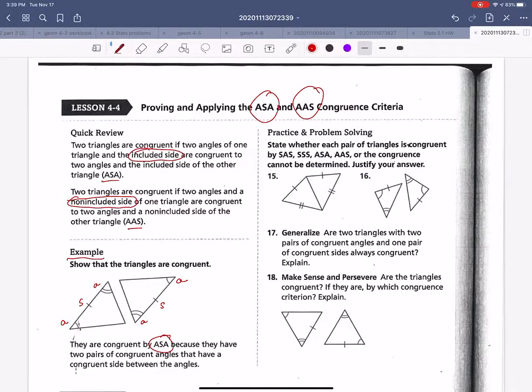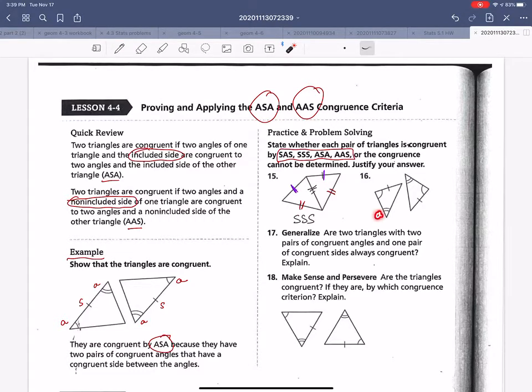Now it's saying state whether they're congruent based on these four choices, or if I can't get it, I just have to say no, not enough information. So I notice here they have a purple side matches a purple side, a red side matches a red side, and this third side matches. So that would spell side, side, side.